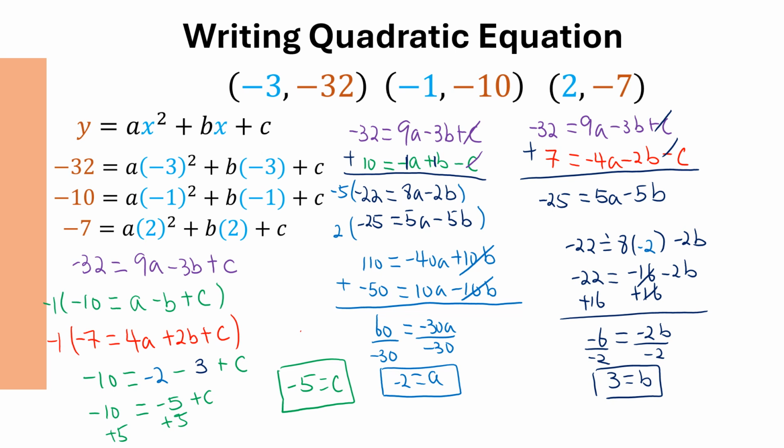So now I can write my quadratic equation, and my equation is going to be y equals negative 2x squared plus 3x, and then plus the c. Since c is negative, I can just write it as negative 5. And that's my quadratic equation given these 3 points.